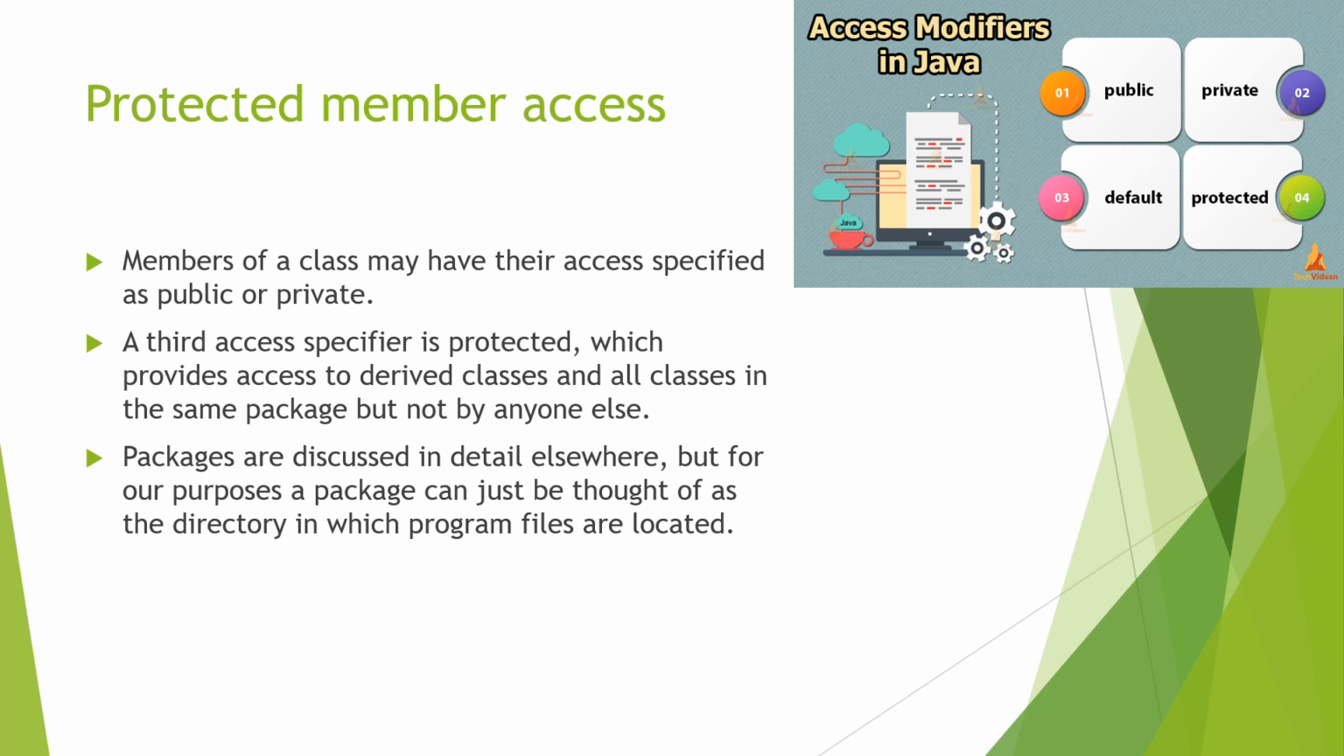Protected member access. Members of a class may have their access specified as public or private. A third access specifier is protected, which provides access to derived classes and all classes in the same package, but not by anyone else. Packages are discussed in detail elsewhere, but for our purposes, a package can be thought of as the directory in which program files are located.